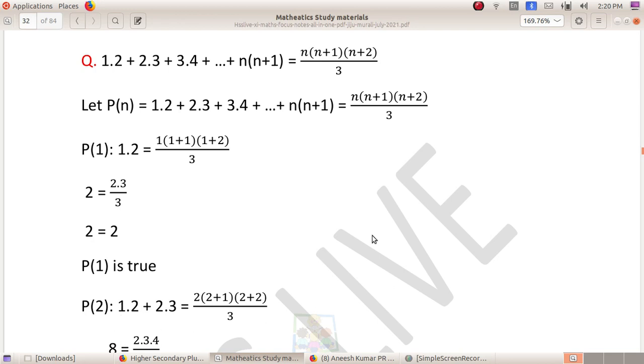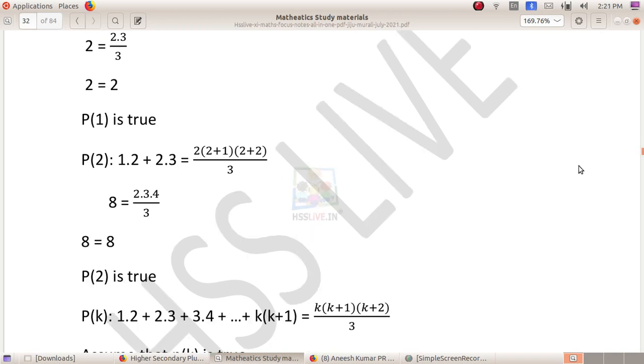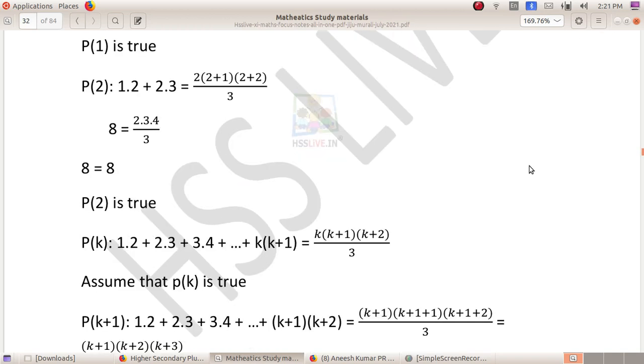8 is equal to what? 8 is equal to 2 into 3 into 4 divided by 3. So 3 can be cancelled, 4 into 2, 8. Okay, so this is true for n is equal to 2. Then what is our next term? This means P of 2 is true.